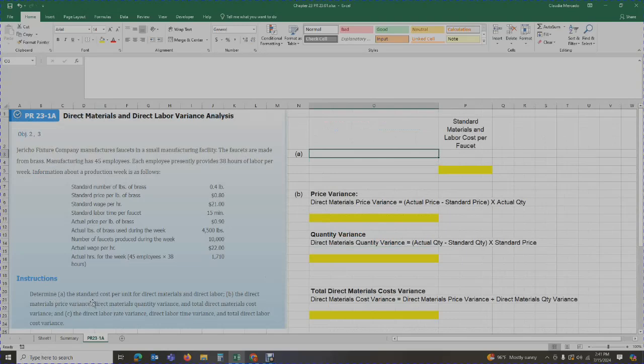They're asking us to determine the standard cost per unit for direct materials and direct labor. How much are we anticipating or budgeting that we're going to spend in materials and labor to manufacture one faucet? Okay, so let us begin with calculating direct materials. Okay.